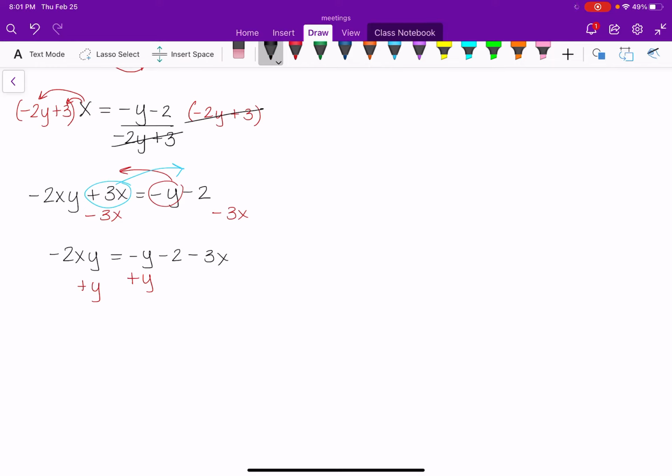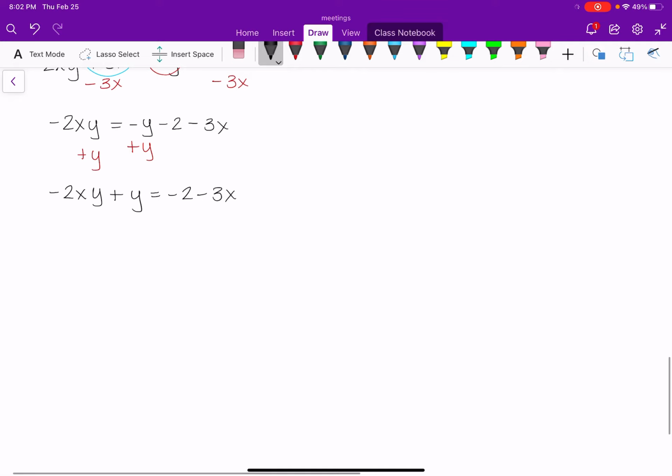Now, remember, you can't actually add the negative 2xy and the y, because even though they have y's, they're not like terms. Remember, like terms have to have the exact same variables. And so since the 2xy has the x and the other one doesn't have an x, you can't actually combine them. So we just end up with negative 2xy plus y equals negative 2, oh, not x, sorry about that. How about negative 2 minus 3x? There we go. All right, we're almost done, guys.